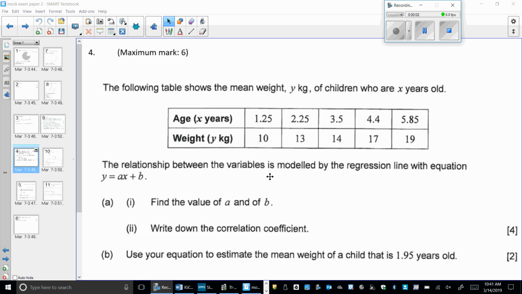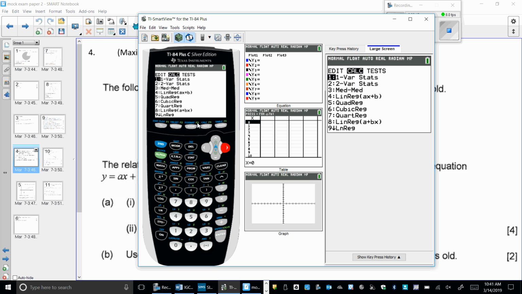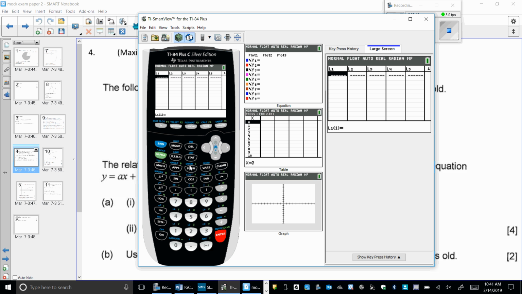Okay, I think this is where I got to before. So we need the calculator for this one, so we need to input the information. Now I've got a feeling I inputted it yesterday and then the calculator broke. Oh, what am I doing? So edit. No, it didn't, obviously.